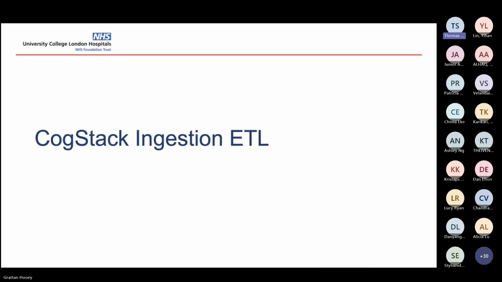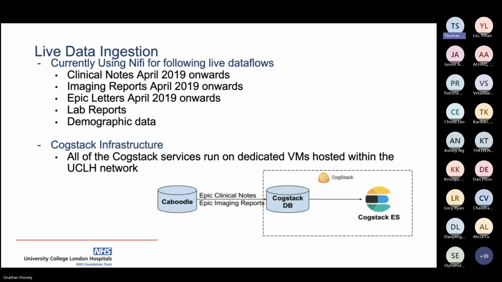Cool, so I'll talk about the ingestion process at UCLH. In terms of live data, from April 2019, UCLH moved to Epic as a vendor for its EHR systems, which meant that CogStack had to develop live connections into the Epic record. Through those connections, we're able to ingest clinical notes, imaging reports, letters, lab reports, and other structured items such as demographic data, which is useful for that cohorting app that Tom demonstrated. All of the infrastructure is hosted inside of UCLH, so there's no data leakage risk involved in that.